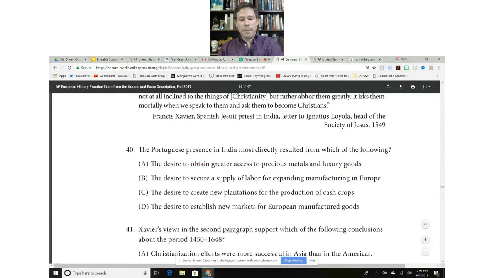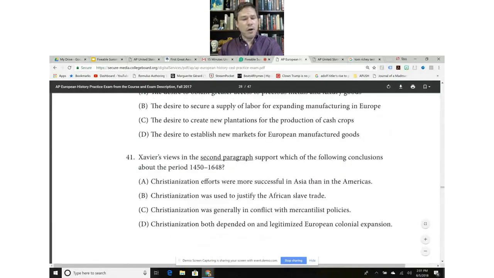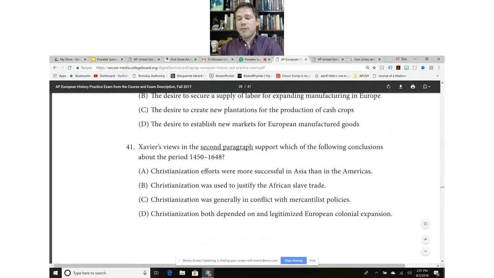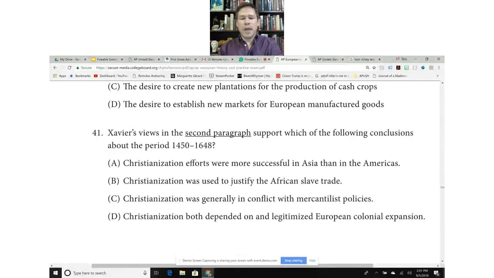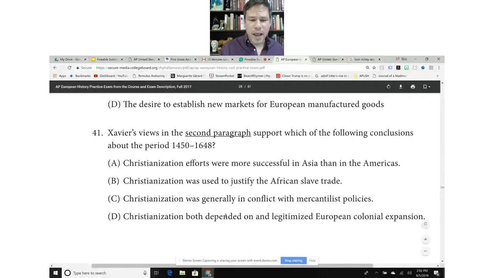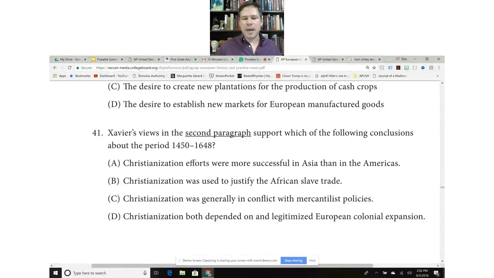Now, 41. This is an example of what I was talking about earlier. Xavier's views in the second paragraph support which of the following conclusions about the period 1450 to 1648? Before we even look here, in the second paragraph, oh, I need to look at that. Before I go and look at the second paragraph, let me see if I can eliminate anything.